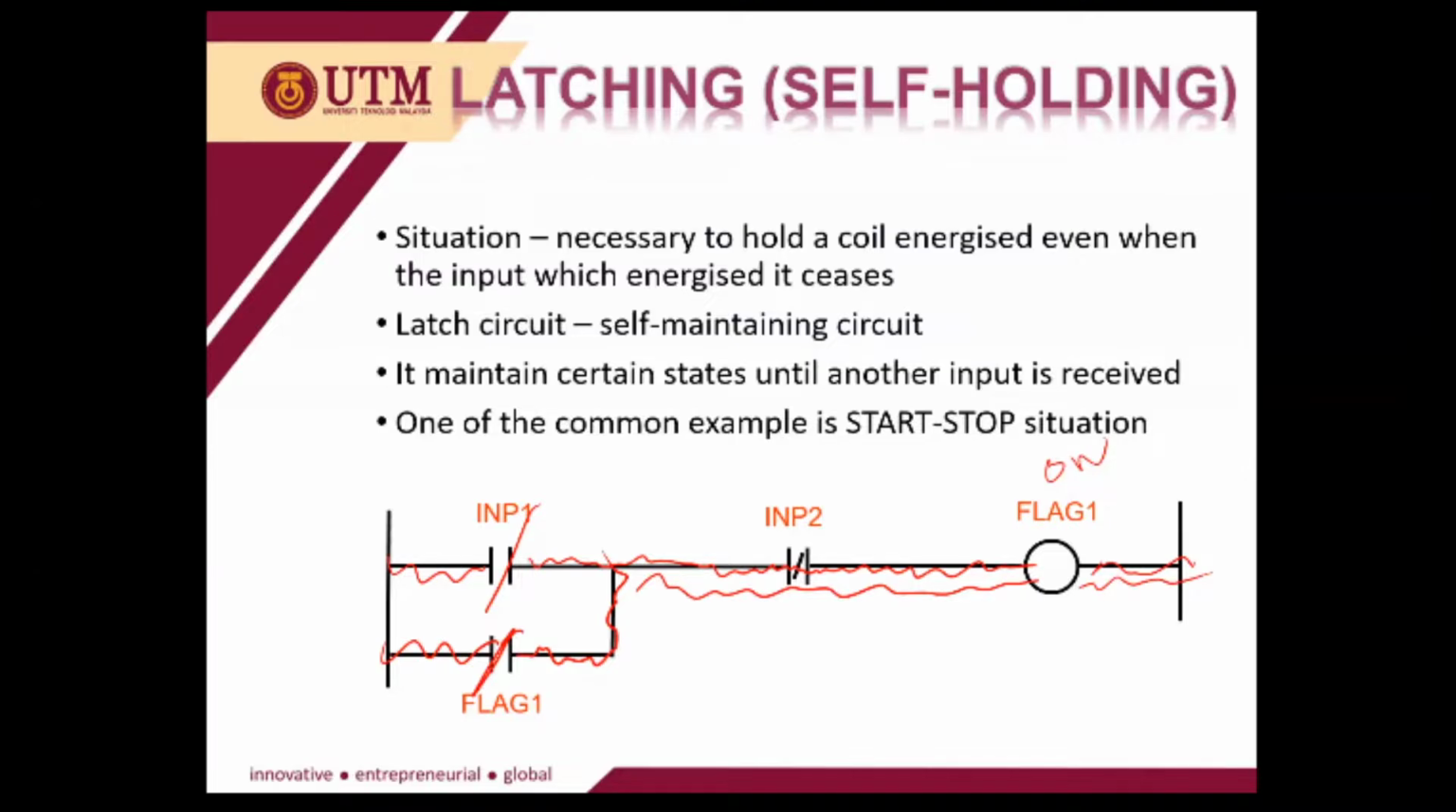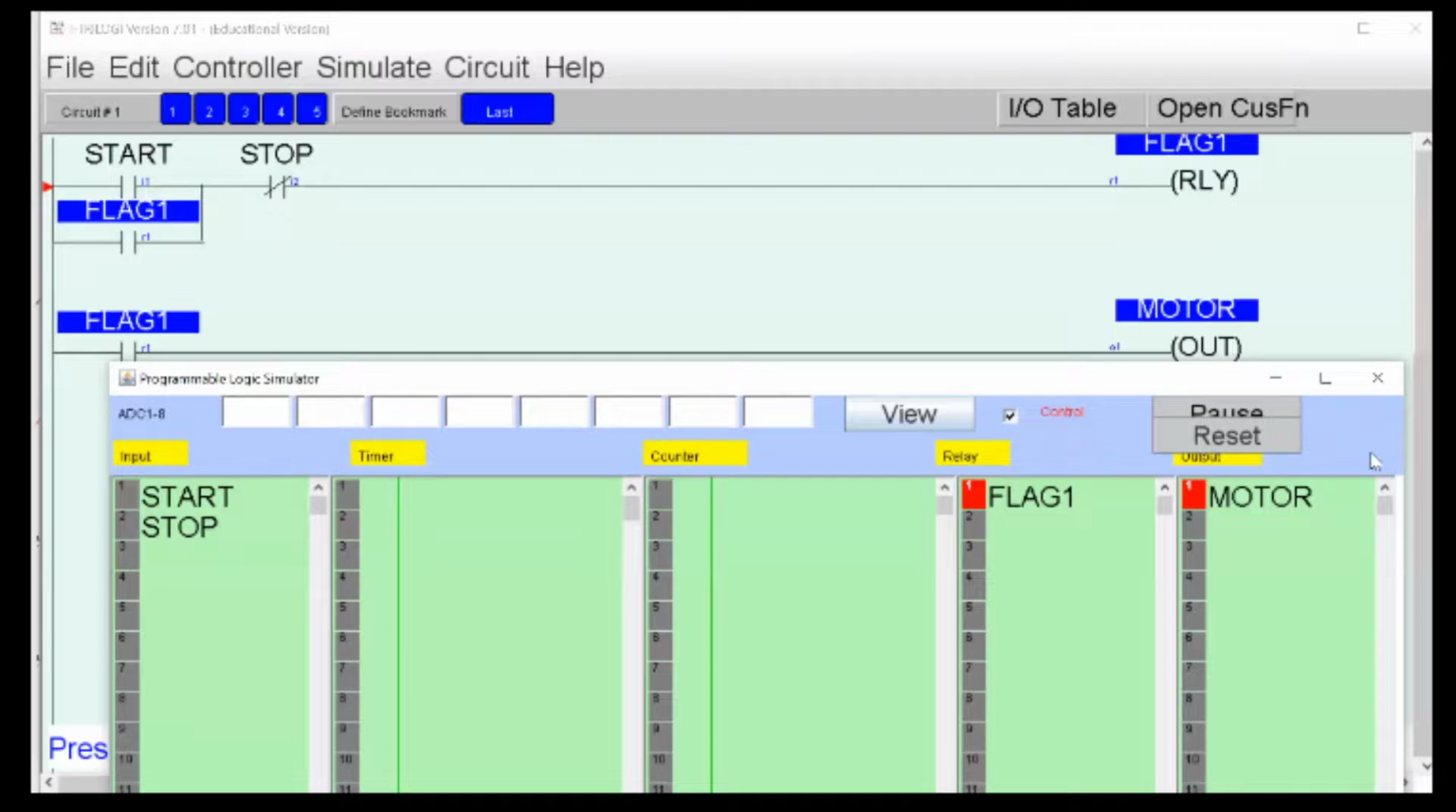When you cut off this contact, the start, you cut off this line of current. But the current is still flowing past the contact of flag 1 and through the output of flag 1. This is what we call self-holding. Even though the current here stops, the current is still flowing through the self-holding circuit. That is what is happening now in the simulation. It's self-holding itself.